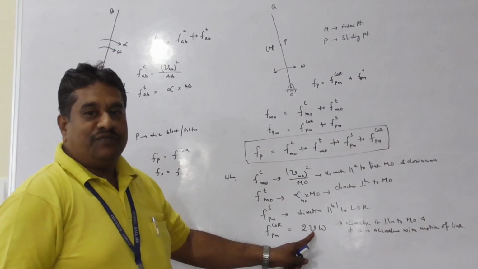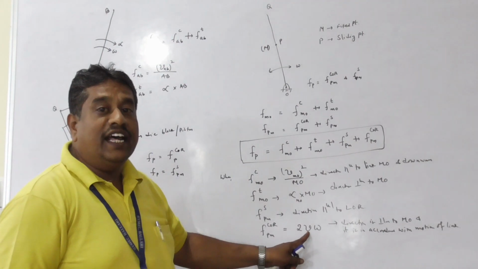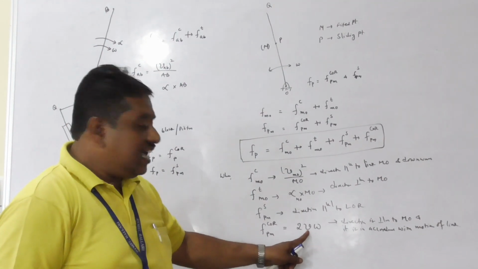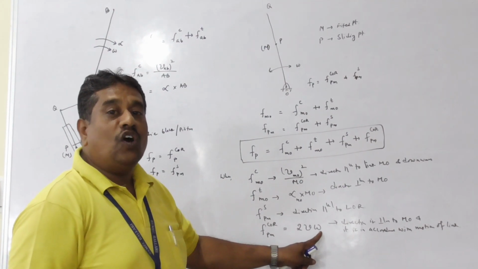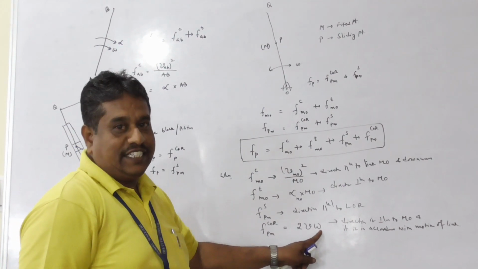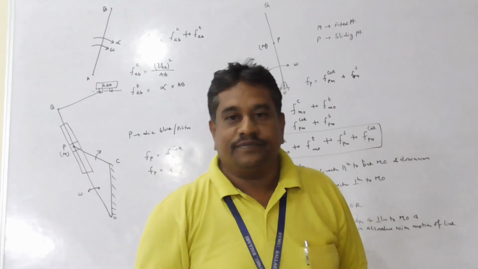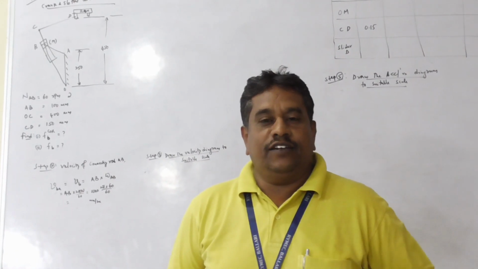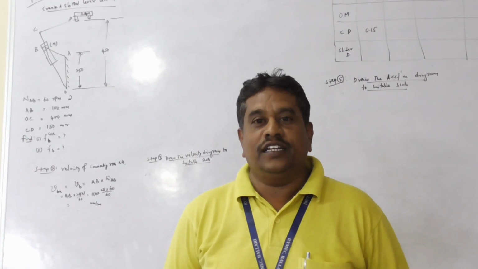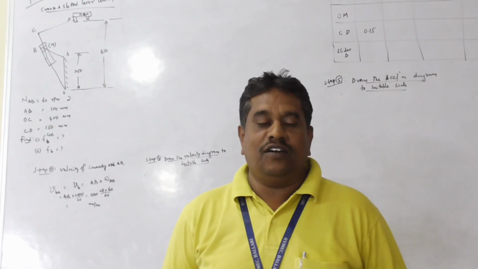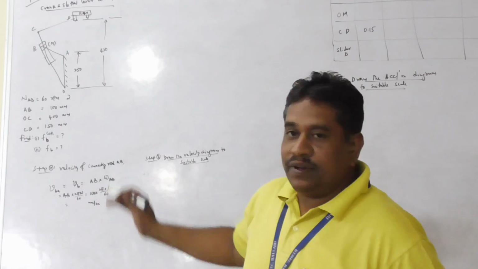Here V stands for the velocity with which the slider slides on an oscillating link. Omega stands for the angular velocity with which the slotted lever OQ oscillates. Friends, let us take an example of how to determine the Coriolis component of the moving element on an oscillating link.